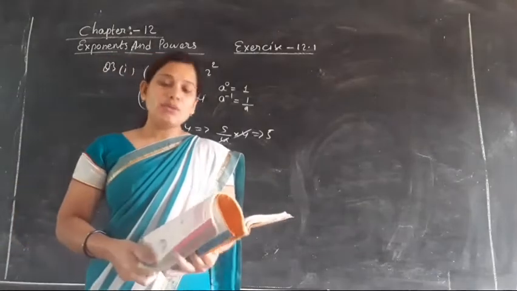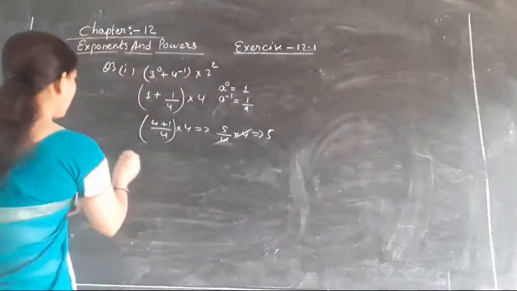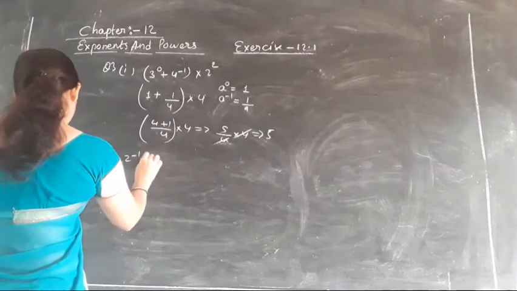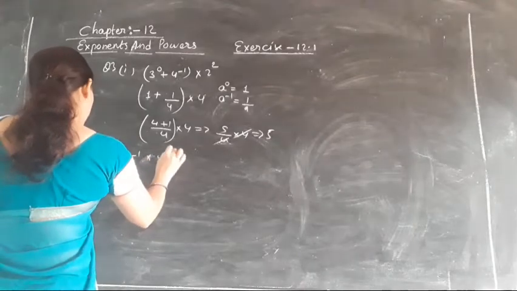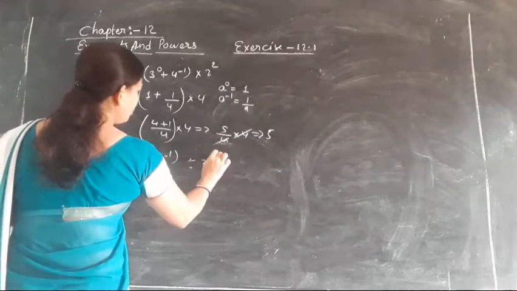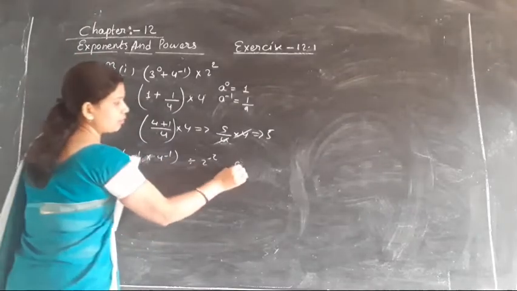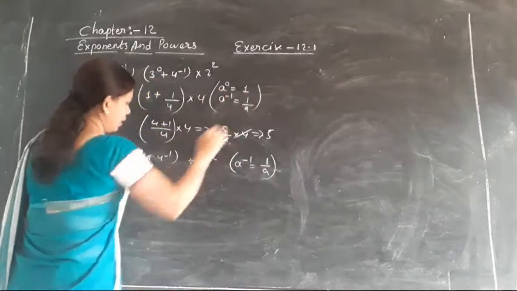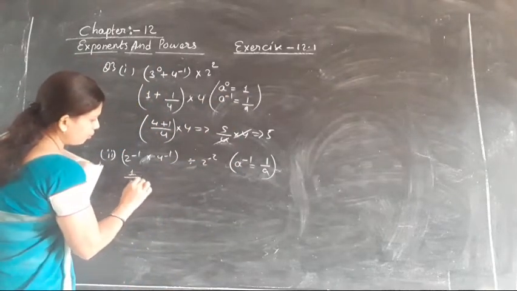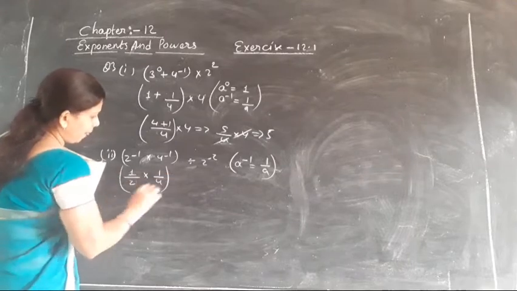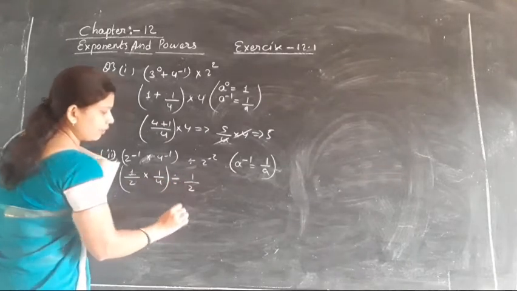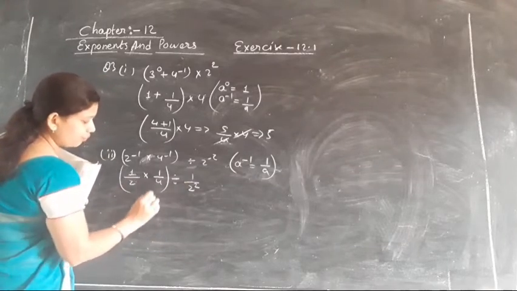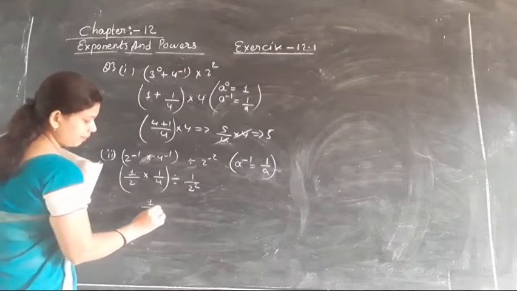Clear to everyone? Now moving toward the next question, we are having the second part of question number 3. 2 to the power minus 1 into 4 to the power minus 1 divided by 2 to the power minus 2. This we are having. So using the law of exponent, a to the power minus 1 is equal to 1 upon a. Using this law of exponent, we are going to simplify this: 1 upon 2 into 1 upon 4 divided by 1 upon 2 to the power 2 we are having.